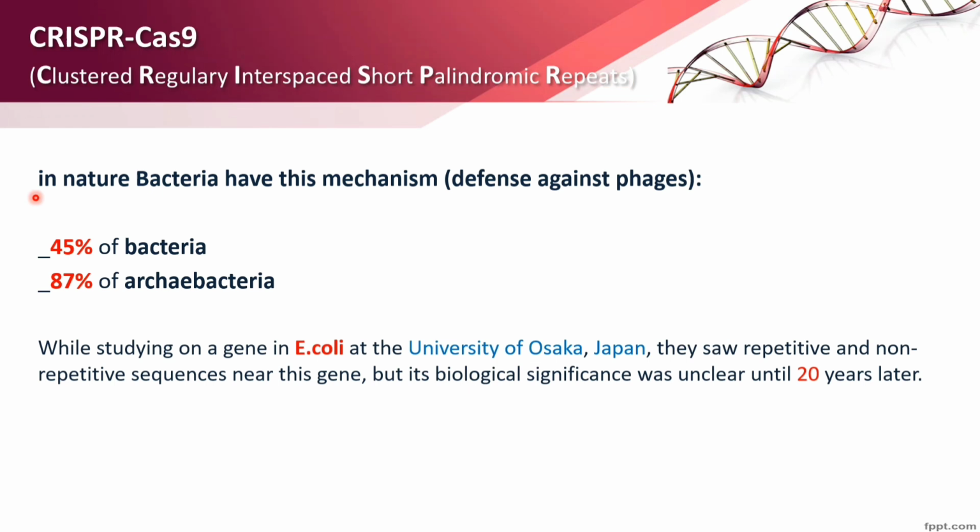This genetic engineering technique is modeled after a process found in 45% of bacteria and 87% of archaea. While studying a gene in E. coli at Osaka University in Japan, researchers first observed repeated and non-repeated sequences in proximity to this gene, but their biological significance remained unclear for 20 years.